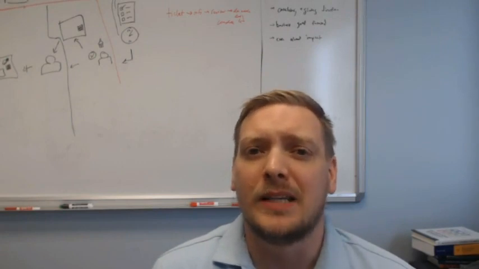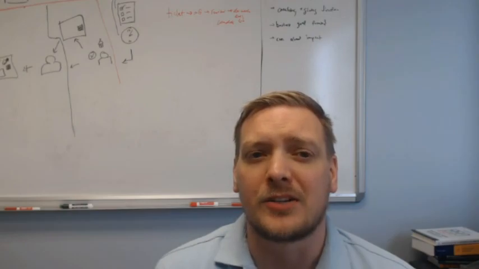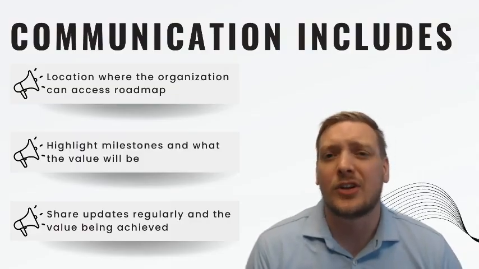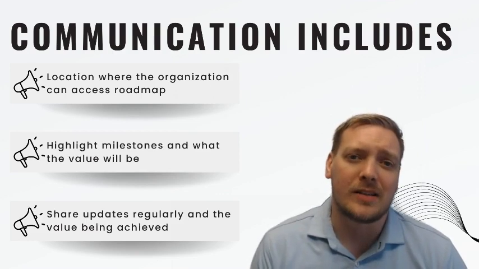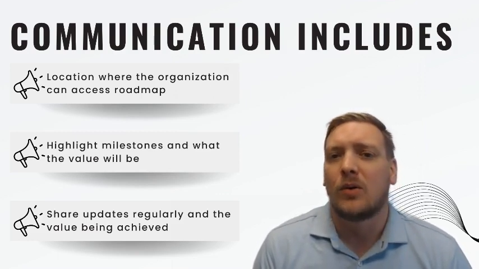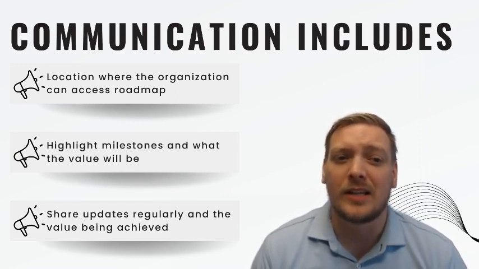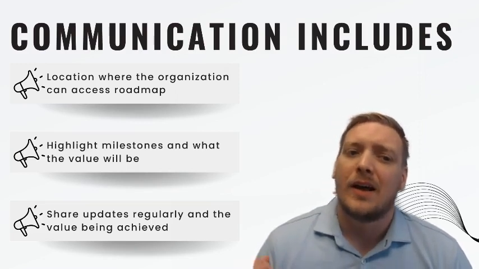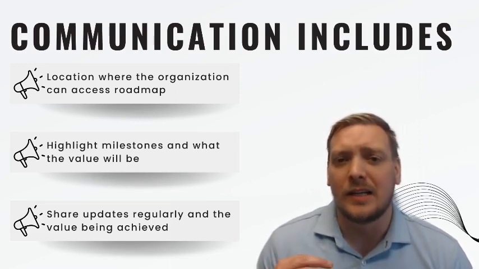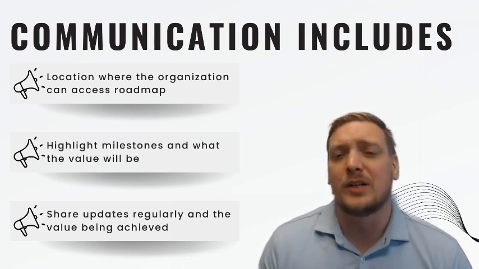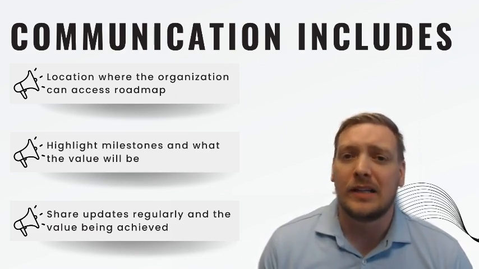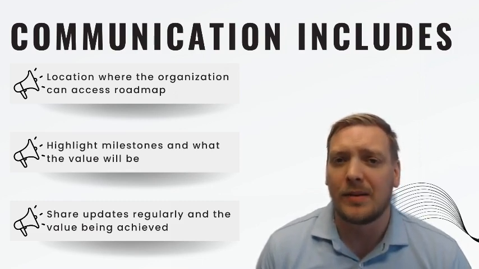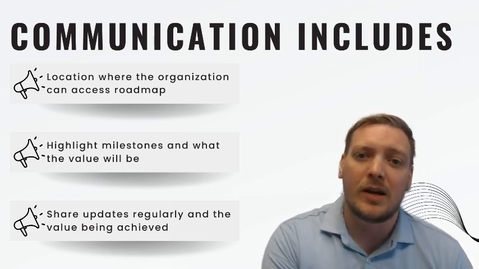The final step of the data strategy roadmap is to communicate the roadmap to the rest of the organization. This communication is key in ensuring that data culture is fostered around your organization. In order to communicate effectively, you will want to share this roadmap in a location that everyone can access at any time. You will also want to highlight the milestones of the roadmap and what value each milestone will drive. Thirdly, you'll want to provide regular updates on the roadmap and the value that's actually been achieved from the roadmap.